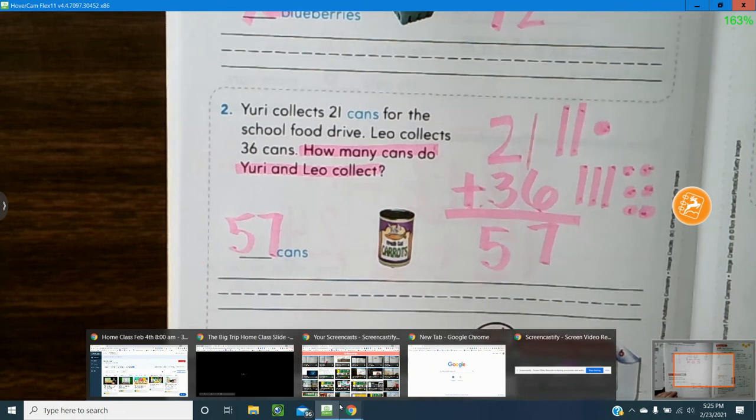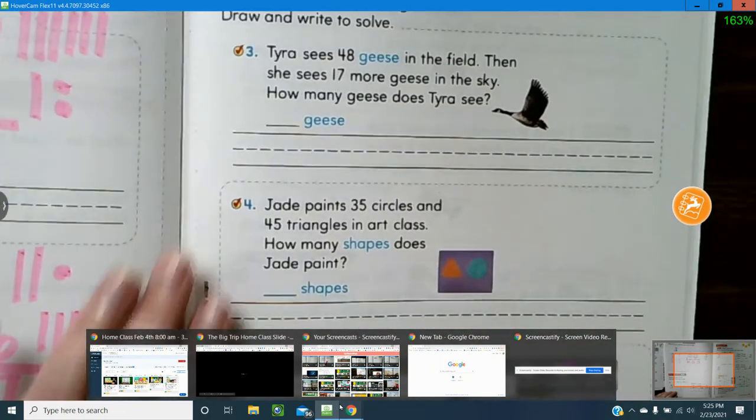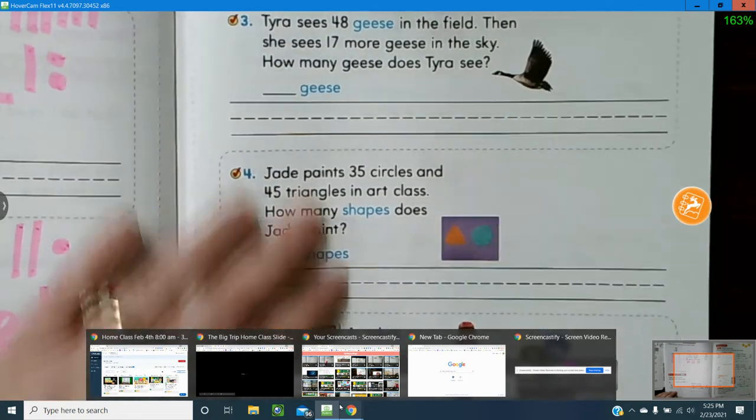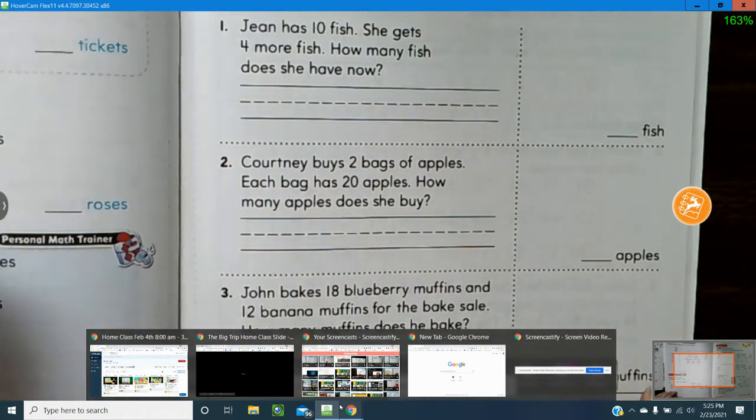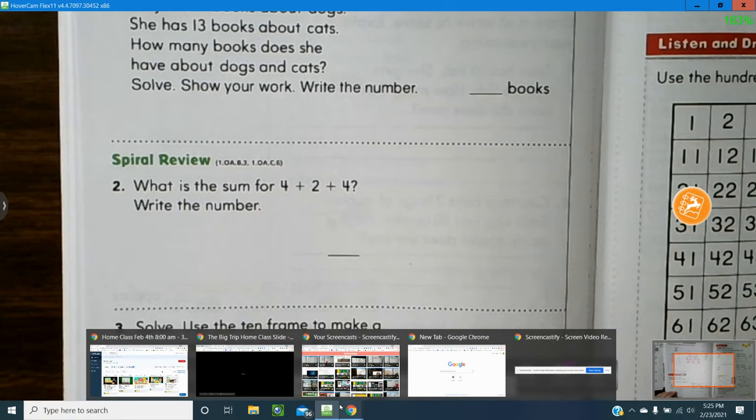All right, boys and girls. There are several more problems for you to do at home today. You need to go ahead and finish the story problems on the next 2 pages and do your practice and homework. And on the back of your practice and homework, you'll have your spiral review, just like always.